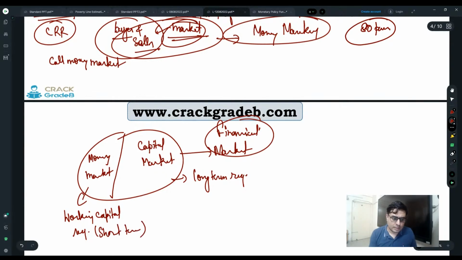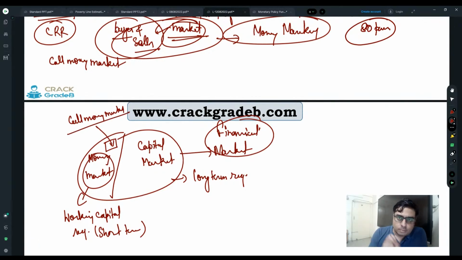So for short term requirement, there is a money market, and in that money market, there is one known as the call money market. The call money market is a part of the money market, right? The money market is regulated by the Reserve Bank of India. The money market in India is regulated by the Reserve Bank of India.